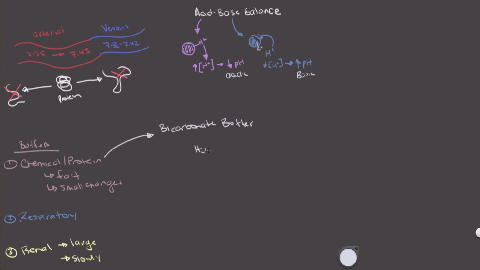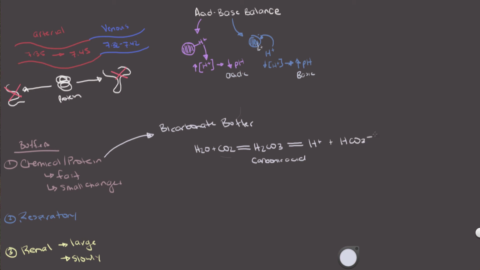We have H2O plus CO2. When we're talking about this in terms of the body, we're looking at body water plus CO2, and generally that CO2 is being produced by the breakdown of sugars and cellular metabolism. Now, the next step in this equation is H2O and CO2 can be combined to form H2CO3, which is carbonic acid. And then the third phase of this equation is that H2CO3 can be broken down into hydrogen ions and bicarbonate, which is written as HCO3 negative.